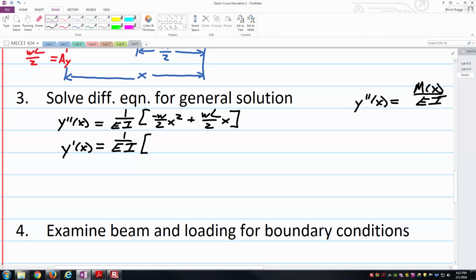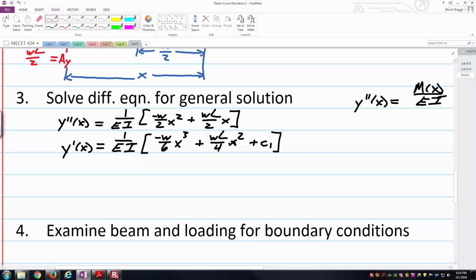And so it's a polynomial, so the overall rule is x to the nth goes to x to the n plus 1 over n plus 1. And so it would be negative w over 6 times x cubed plus wl over 4 times x squared. And then we also have an integration constant. And here I will just put the integration constant on the inside of my square brackets.